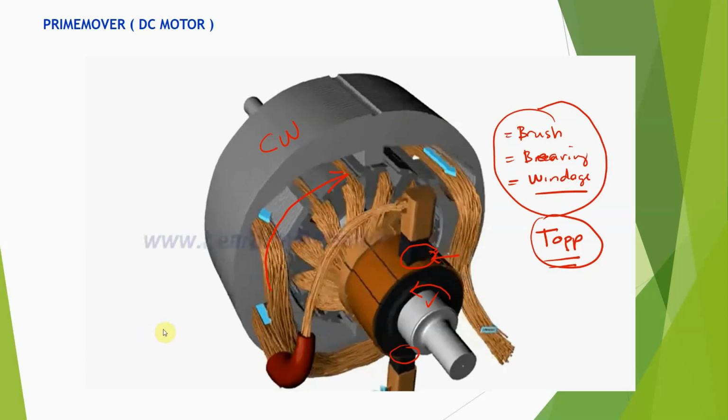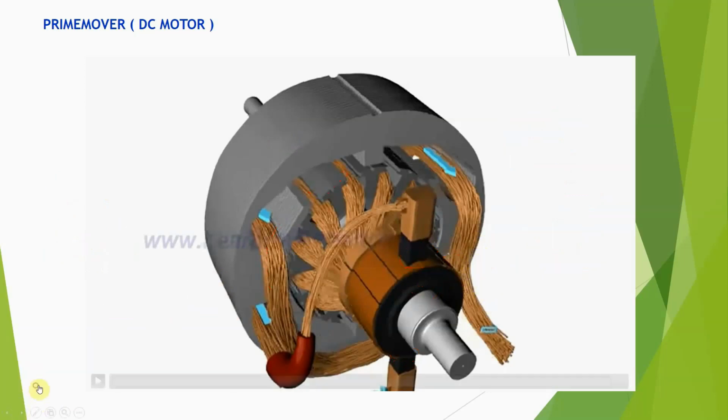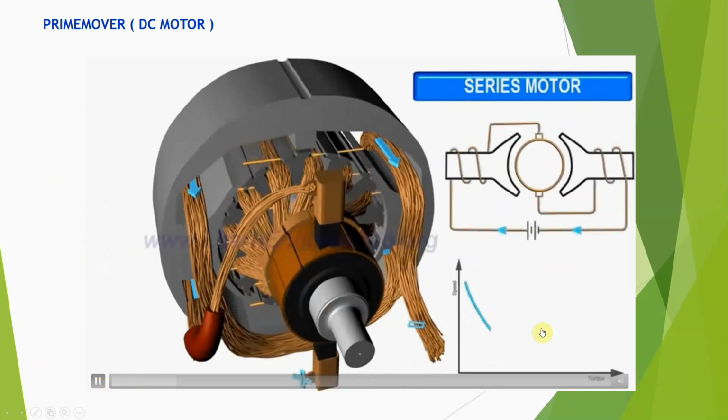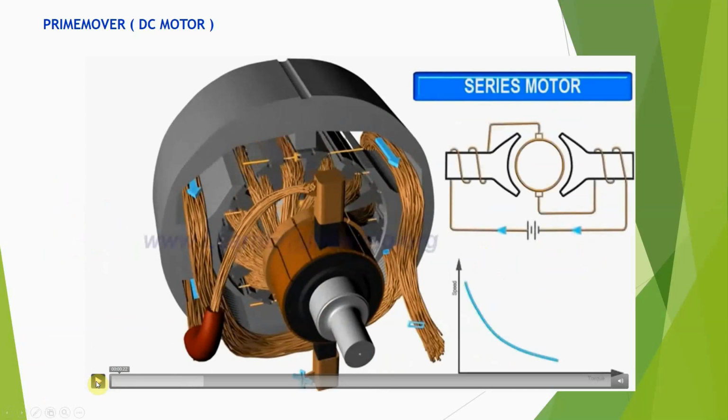Suppose, for example, as we know, the voltage and the speed have a linear relationship. If the input voltage is not enough, it is very low, it will generate a torque that is not yet sufficient, so there will be no rotation. Let's try if we can play this video, this DC motor.